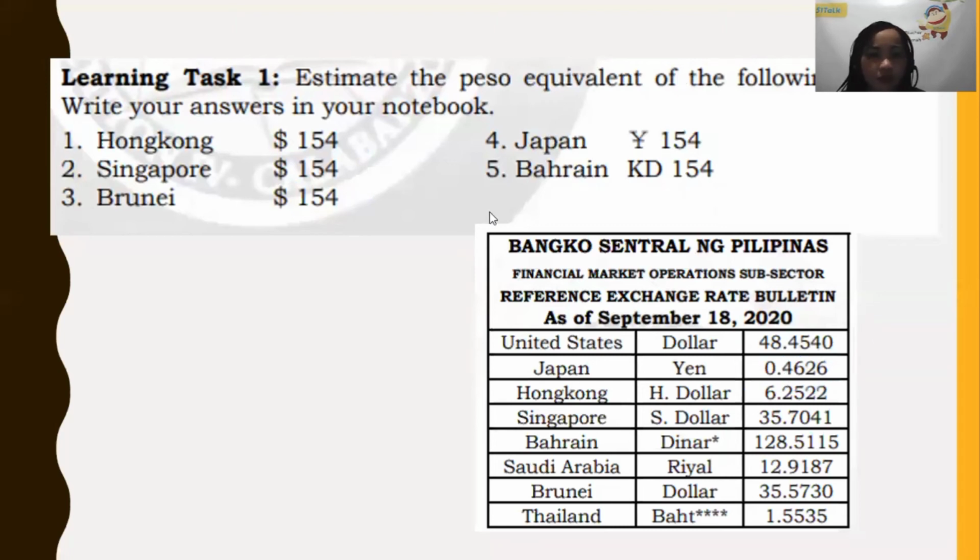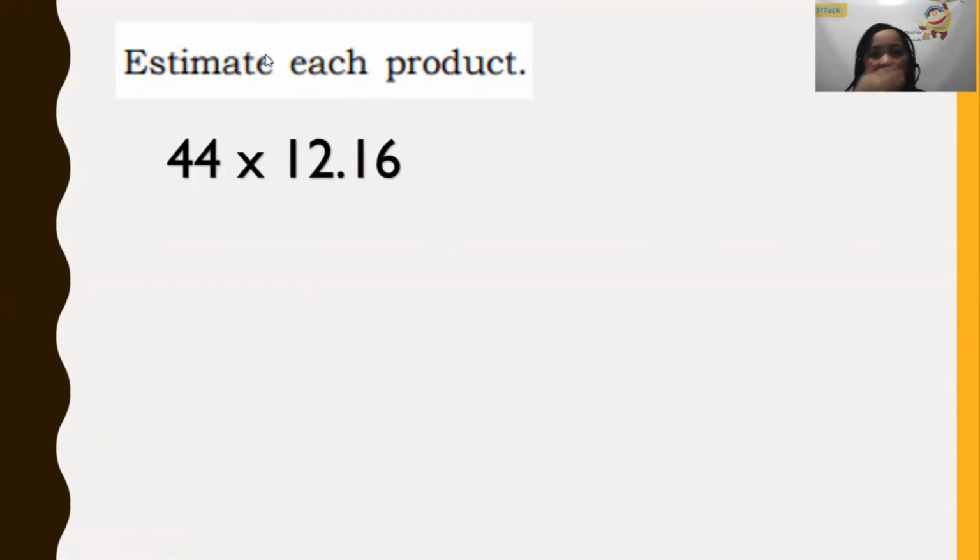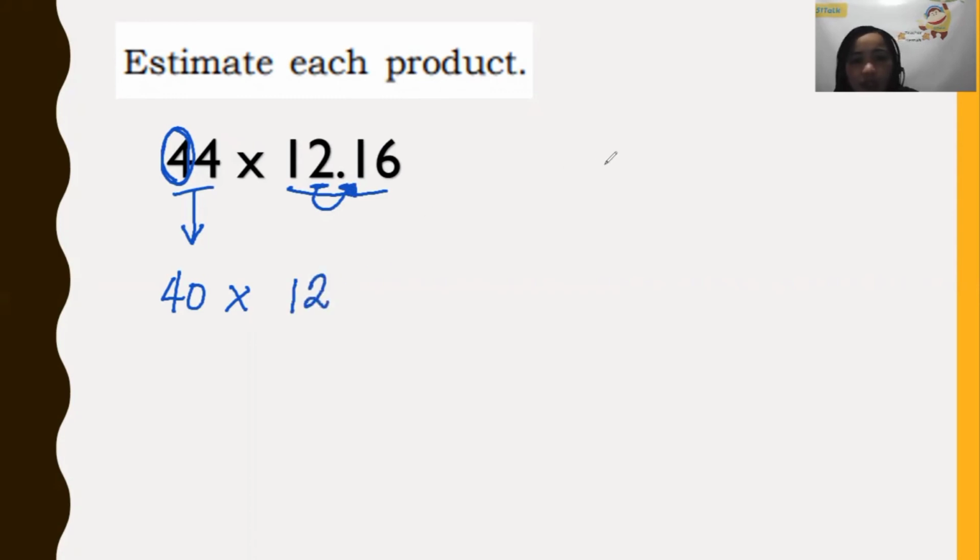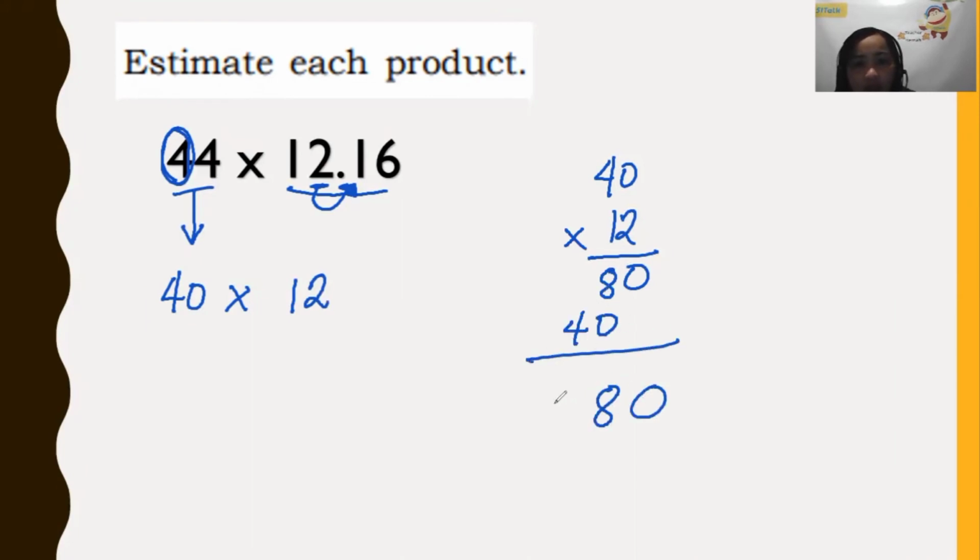So, this is learning task number 1. And let's have another example. Estimate the product of this number. So, we have here 44 is a whole number and 12 and 16 hundredths is a mixed decimal. First is to round off the whole number to the highest place value, and that is 4. This will become 40 times 12. I-round mo sa 2. Ang katabi niya ay 1. So this is round down. So this is 40 times 12. Let us solve. 40 times 12. That is 0, 8. 40, 0, 8. 4, and that is approximately equivalent to 480. This is the answer.